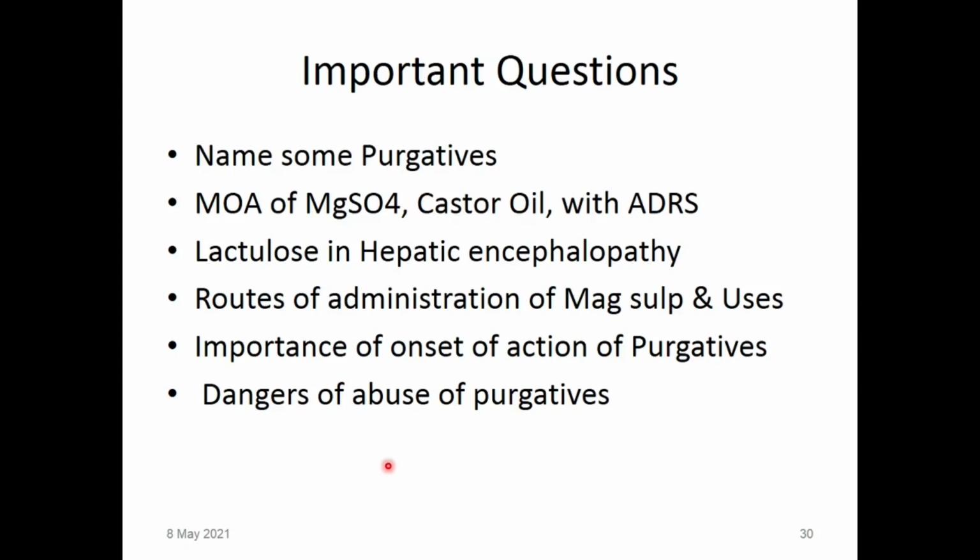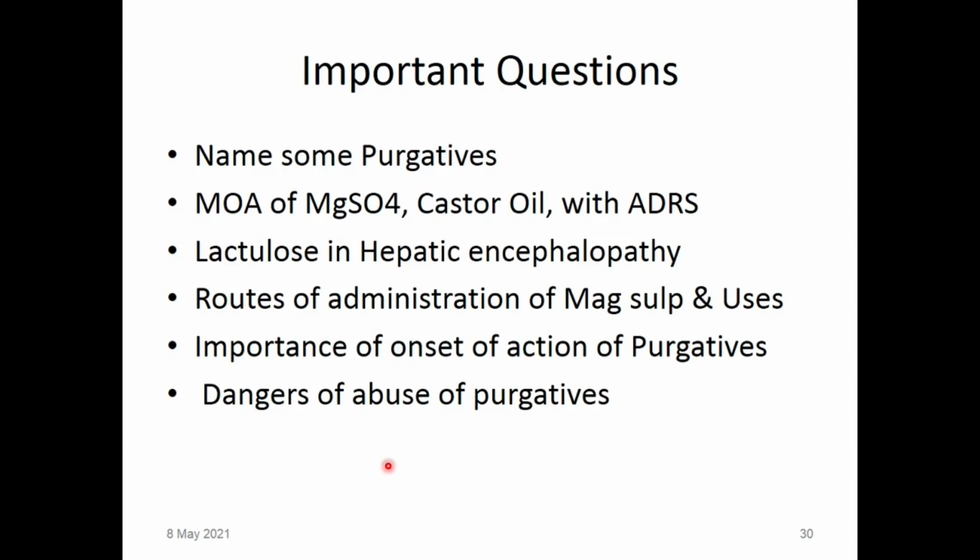This is an important question which will be asked in the exam or viva. Name some purgatives and their classification, the mechanism of action of various drugs with their adverse effects, and the function of lactulose in hepatic encephalopathy. This will come as a short note. Also, various routes of administration of magnesium sulfate and uses.